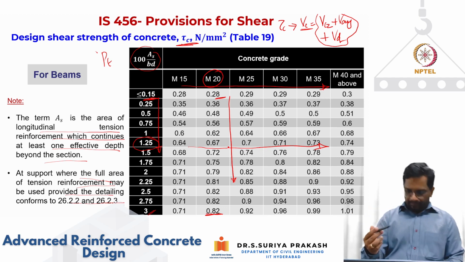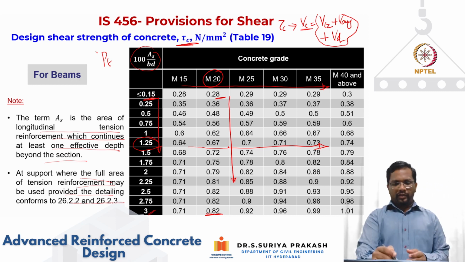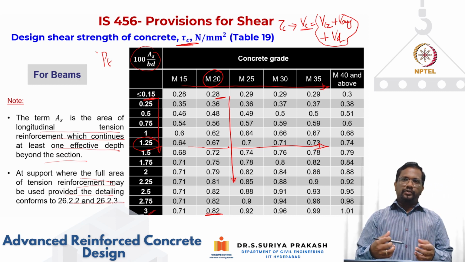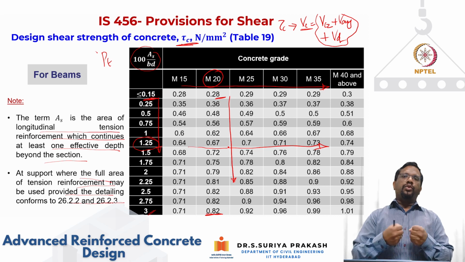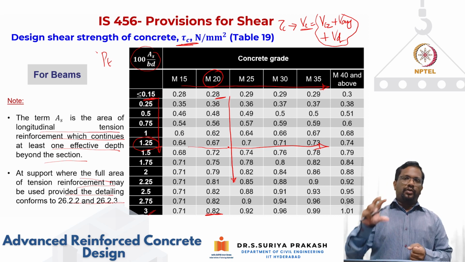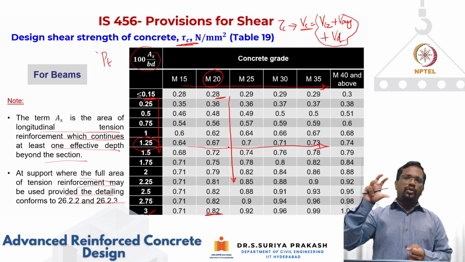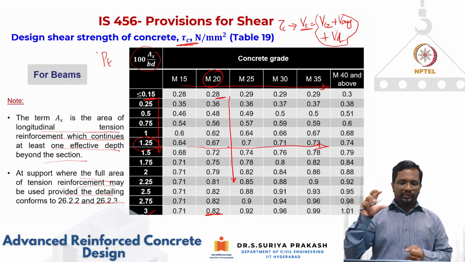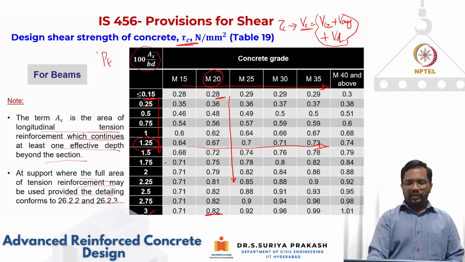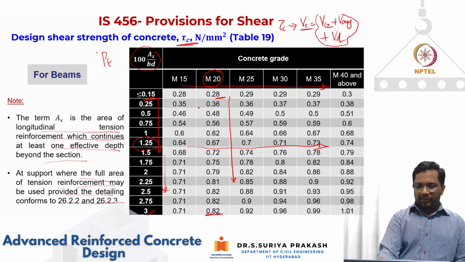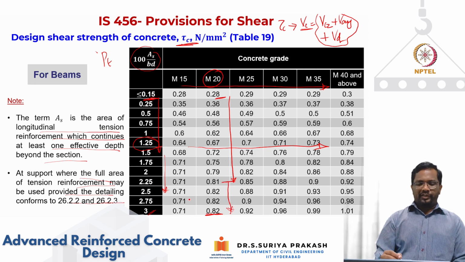The reason is, again, the percentage of steel is also going to help you in giving more dowel resistance, and you are also going to end up with more uncracked concrete in compression. So these are the two reasons why with increase in your steel, your tau c is increasing. But it's not like increasing all the time. So you see here 0.28 to 0.7 to 0.81 it is increasing. After that it is remaining more or less same.